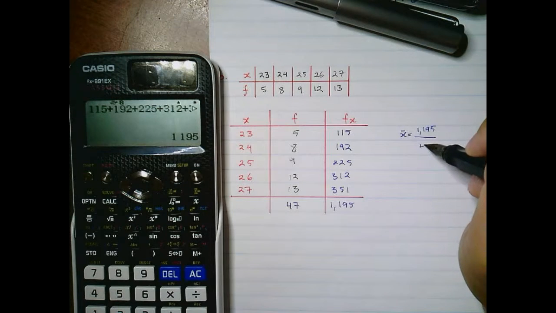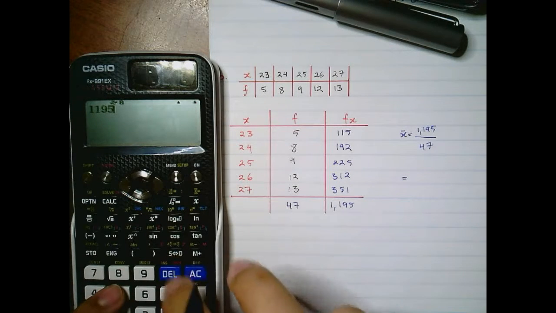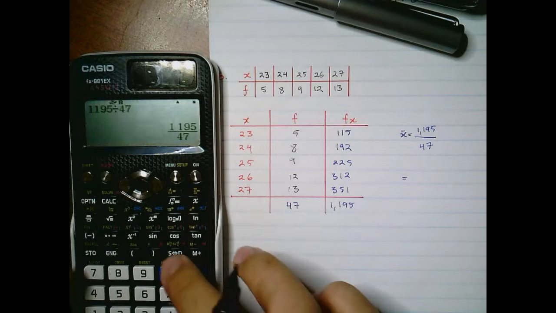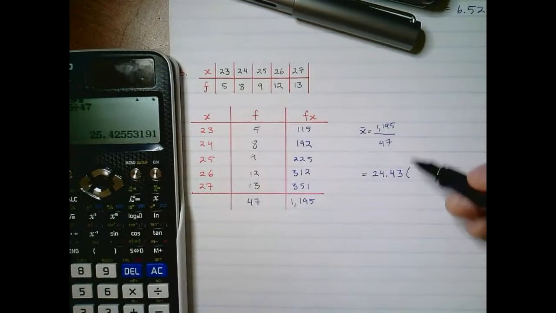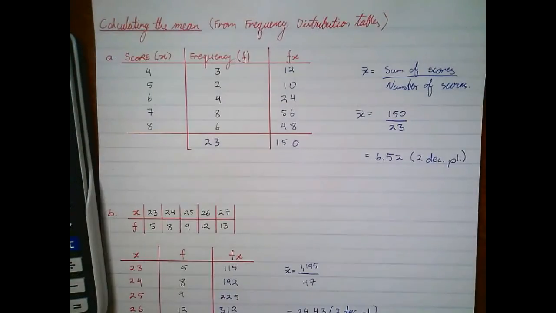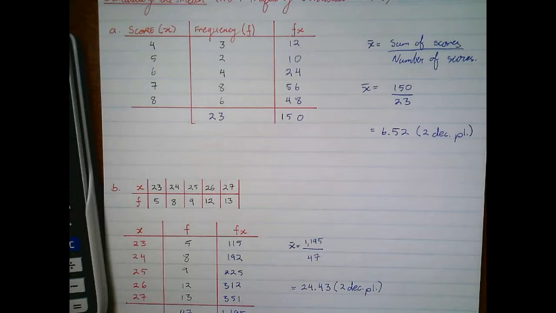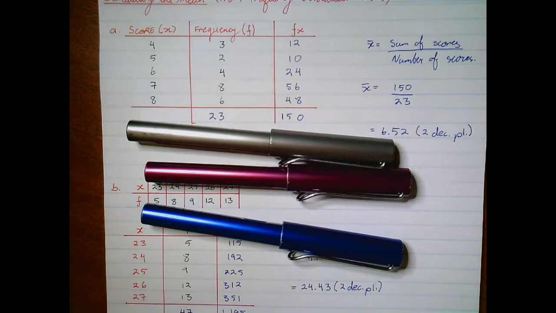So our mean would be 1,195 over 47, which will give us 1195 divided by 47 as a decimal. That will give us 24.43, to 2 decimal places. Okay, so I hope that gave you a good outline on how to calculate the mean from a frequency distribution table.